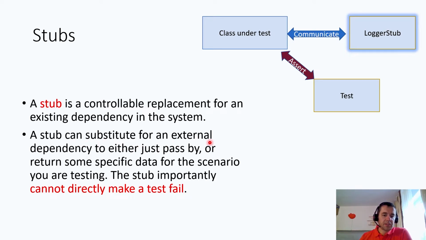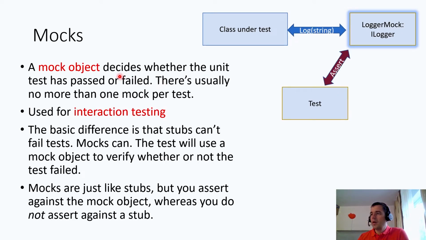So a stub can substitute for an external dependency to either just pass by, do nothing, or return some specific data for the scenario you are testing. The stub, importantly, cannot directly make a test fail. In comparison, a mock object decides whether the unit test has passed or failed. There's usually no more than one mock per test.